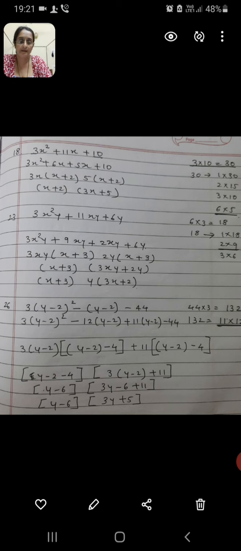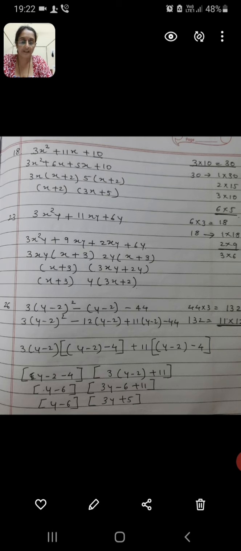We have to split 132 in such a way that the numerical coefficient of the second term, the middle term, is 1. y minus 2 has only one numerical coefficient. So we should get 1 as the addition or subtraction of these factors. So we'll choose 11 and 12. So minus 12 plus 11 gives us minus 1. So the first term 3 times (y minus 2) square as it is, split minus 12 times (y minus 2), plus 11 times (y minus 2), minus 44.